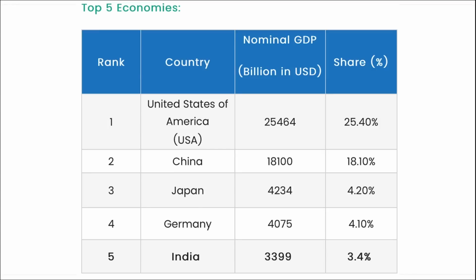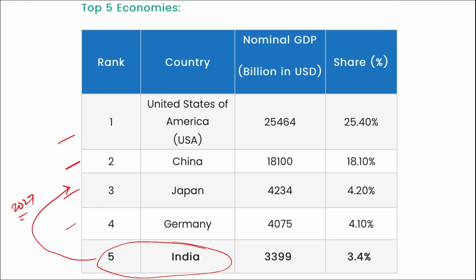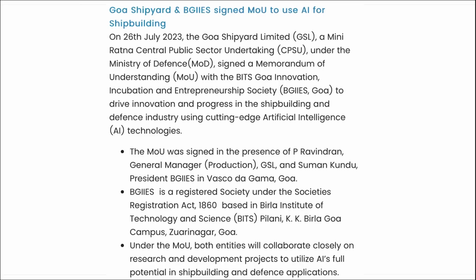Next, you can see here the top five economies. On top it is USA, then China, then Japan, Germany, and India is on the fifth position. And it is expected that India will be on the third position by 2027. Correct? Next, also there was another data that stated that India is all set to touch $20 trillion by 2047, and that means adding $0.7 trillion every 2 years. Correct? Next.